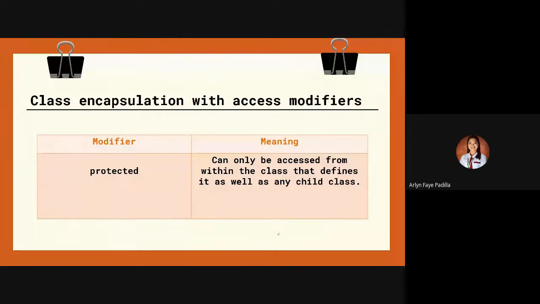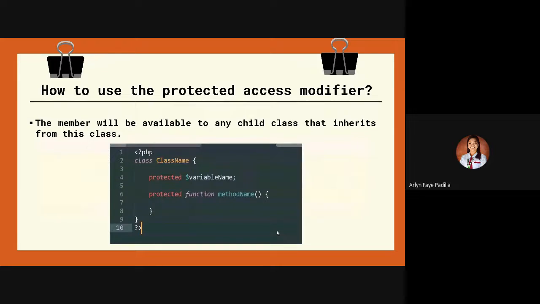So next, we have the protected access modifier, which means it can only be accessed from within the class that defines it, as well as any child class. So how to use the protected access modifier? The member will be available to any child class that inherits from this class. This access modifier is just like the private modifier. The only difference is that the member will be available to any child class that inherits from this class.